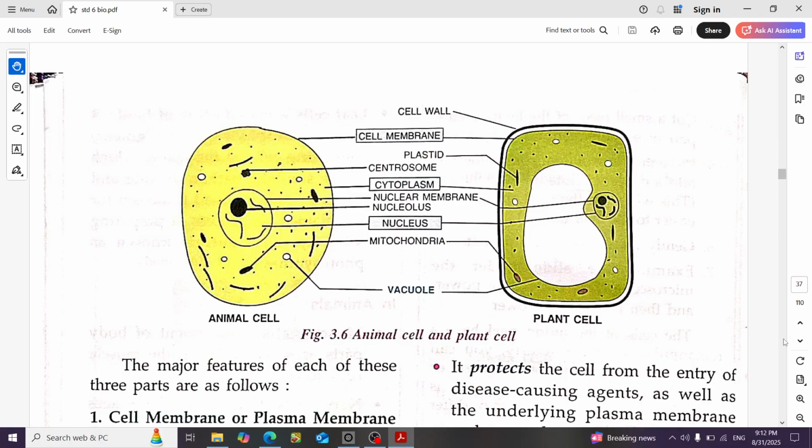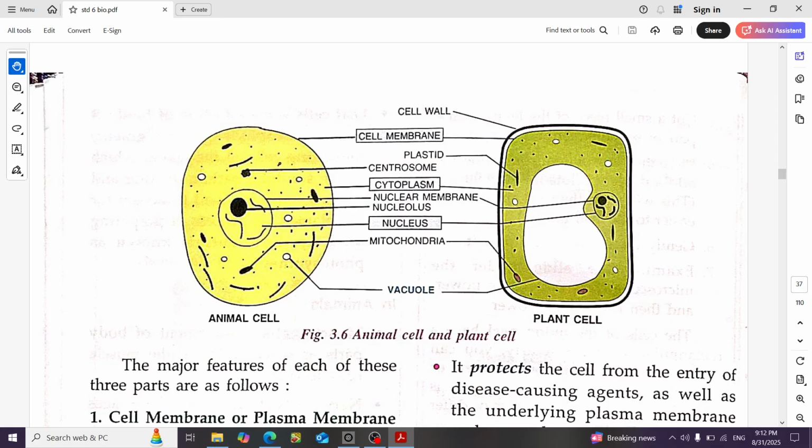You can see the different types of cells: animal cell and plant cell. Have a look at it, see the parts. So we have cell membrane, which is present in both, cytoplasm, both, nucleus, both. Now you see mitochondria also is there, vacuoles are there. Look at the vacuole in plant cell, it's very big. And in animal cell, it is very tiny, small.